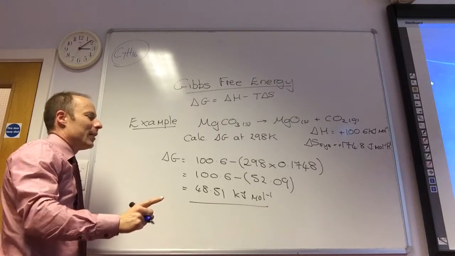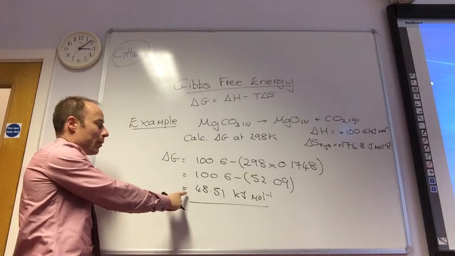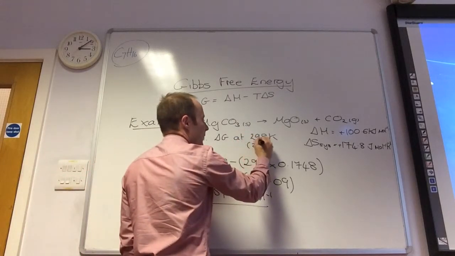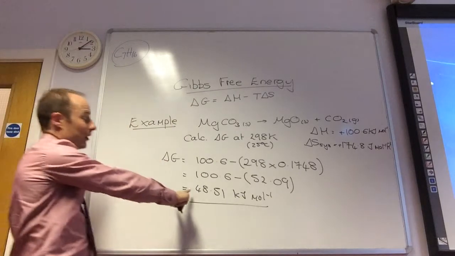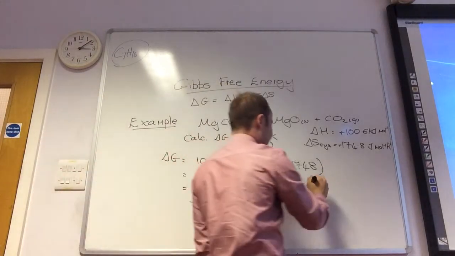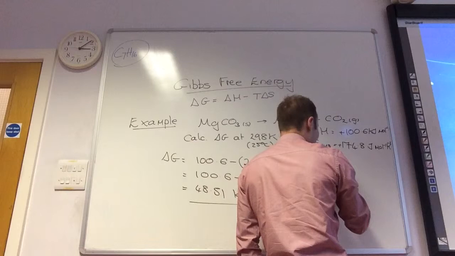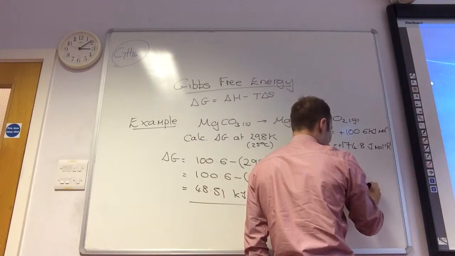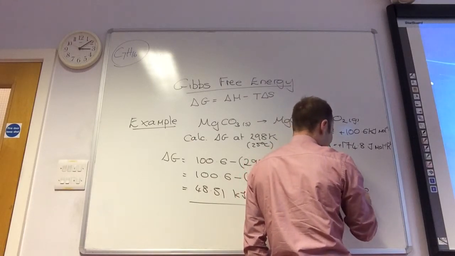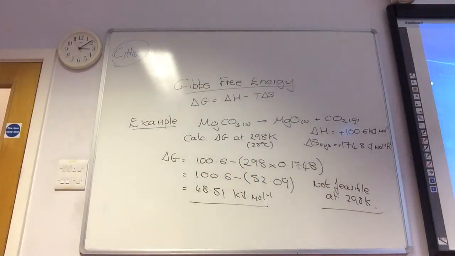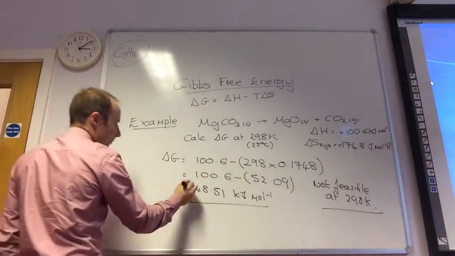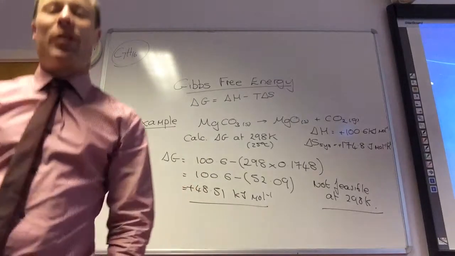So, is this reaction feasible at 298 Kelvin? No, it's positive. It must have a negative value, and it's not, so it's not feasible. It has to be negative. For Gibbs, you can put a plus in if you like, but really it's entropy that's really important.